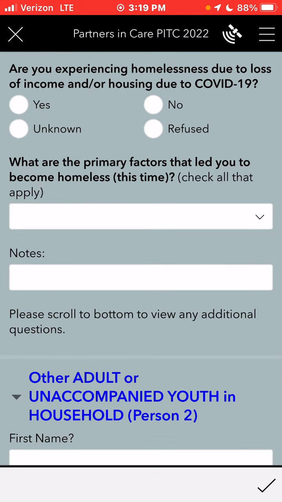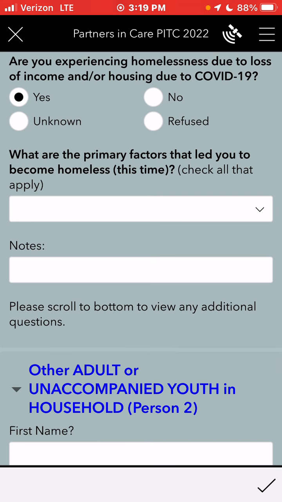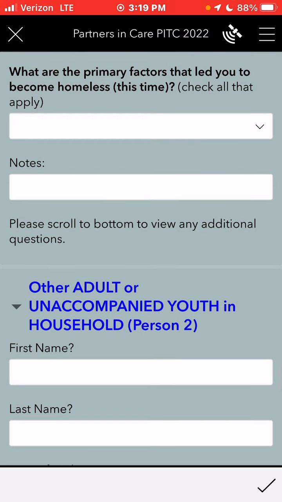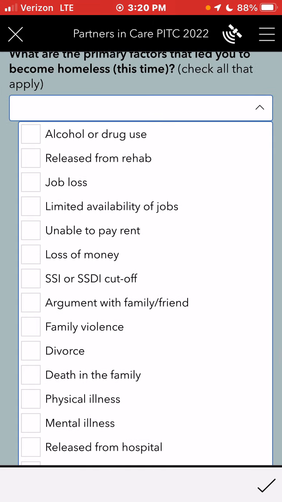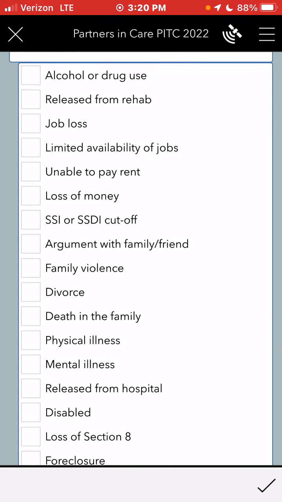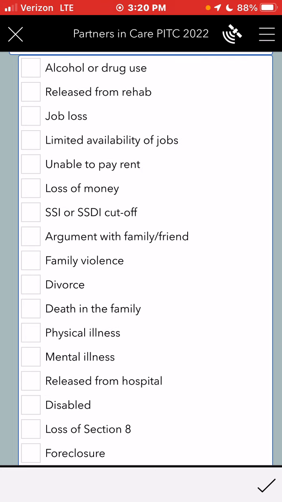Now moving on, are you experiencing homelessness due to loss of income and or housing due to COVID-19? Yes, no, unknown, refused. The following question has, what are the primary factors that led you to become homeless this time? If you click the box, a bunch of options will pop down. You can check all that apply. I suggest reading them out, and I'll read them out to you right now.